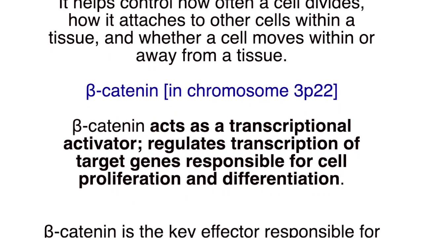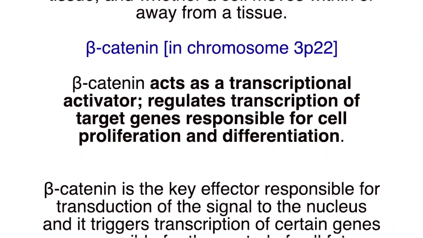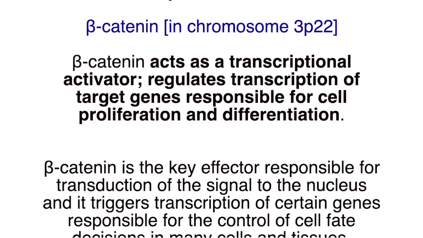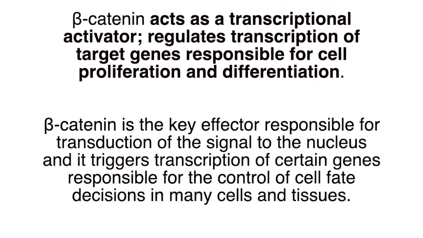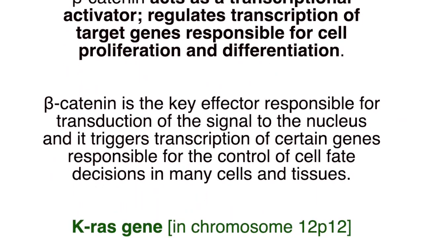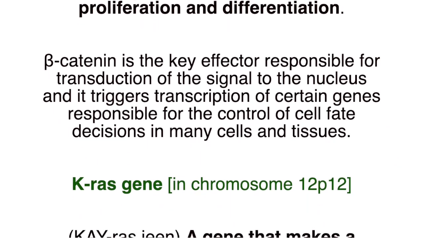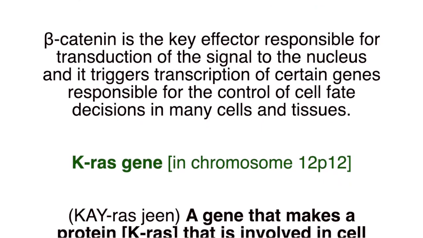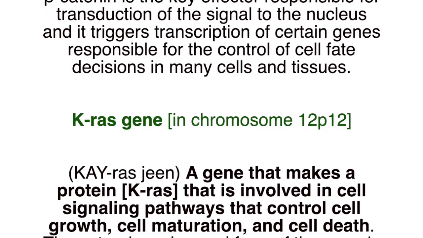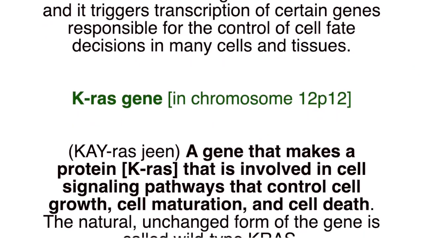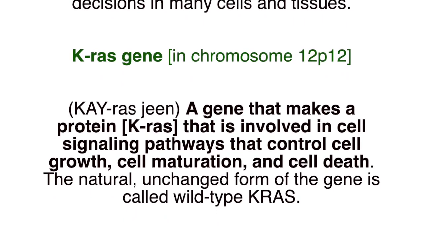Beta-catenin in chromosome 3p22. Beta-catenin acts as a transcriptional activator, regulates transcription of target genes responsible for cell proliferation and differentiation. Beta-catenin is the key effector responsible for transduction of the signal to the nucleus, and it triggers transcription of certain genes responsible for the control of cell fate decisions in many cells and tissues.